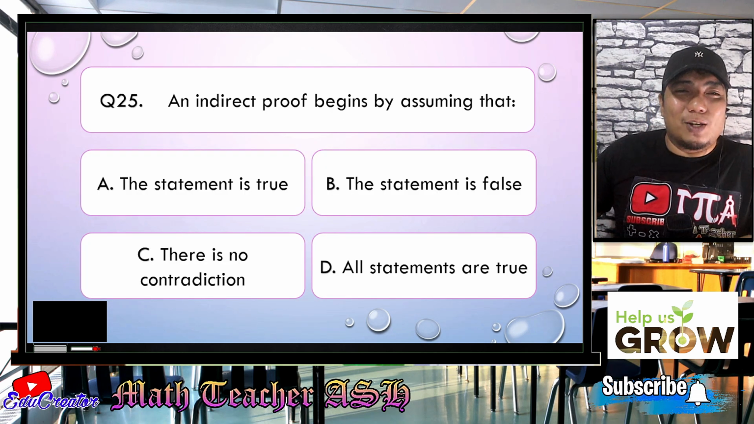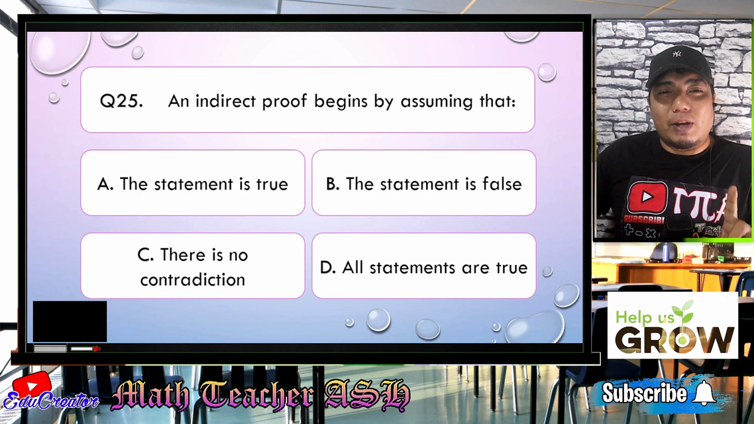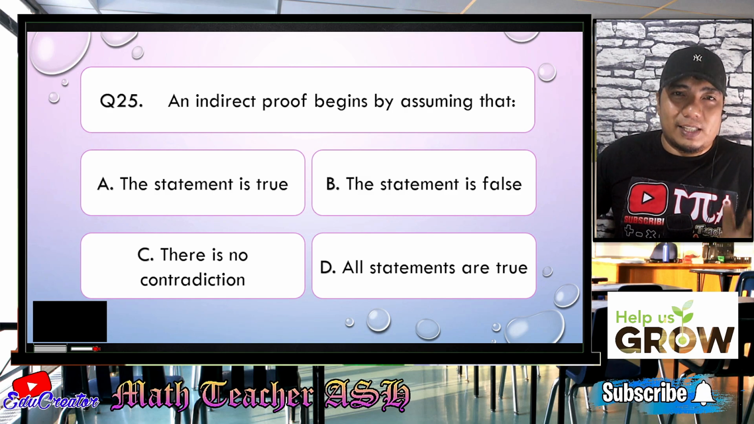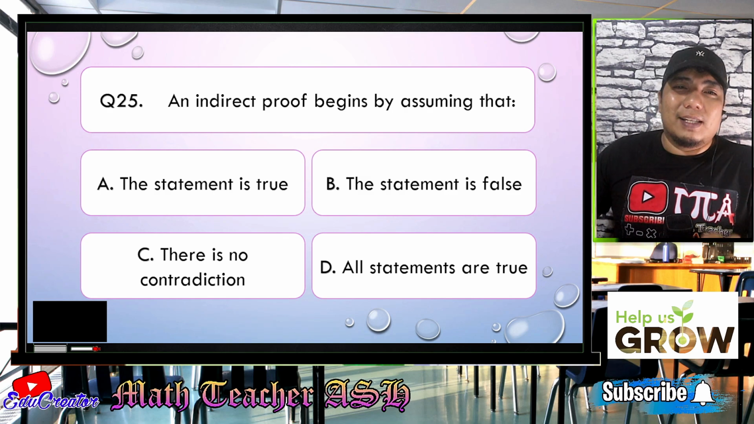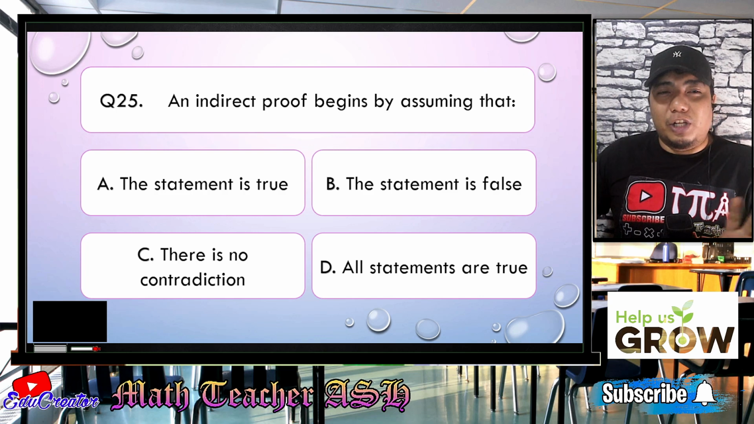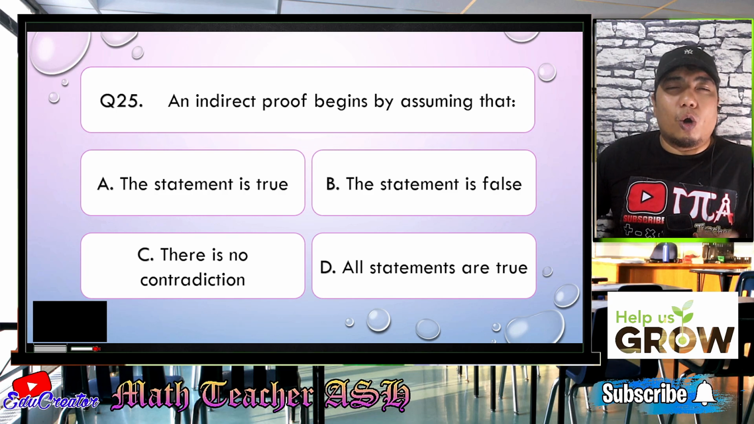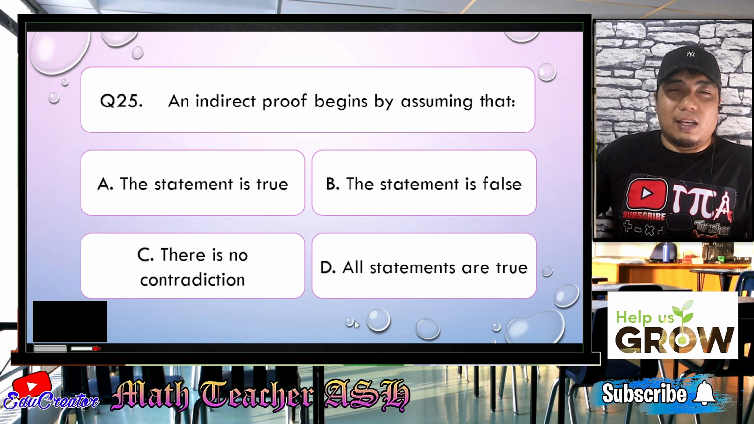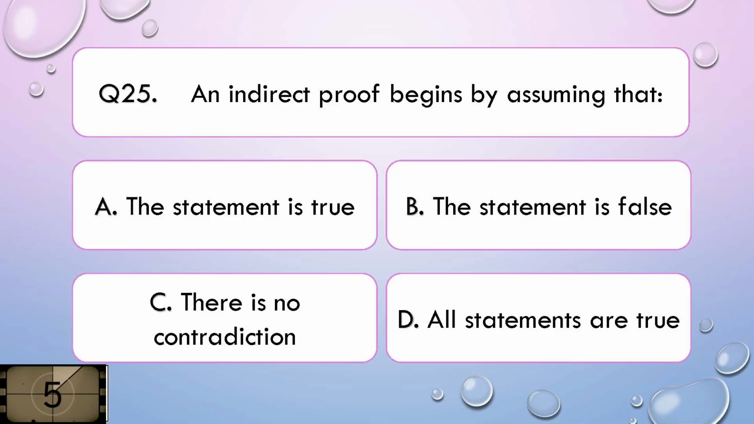Now let's go to question number 25. An indirect proof begins by assuming that, is it A, the statement is true, B, the statement is false, C, there is no contradiction, or letter D, all statements are true? I'll give you 5 seconds to think about your answer.